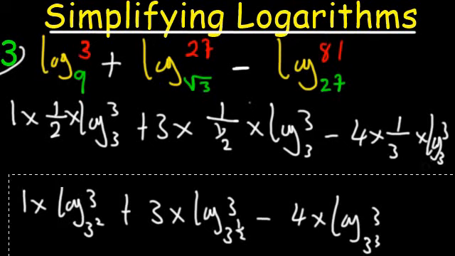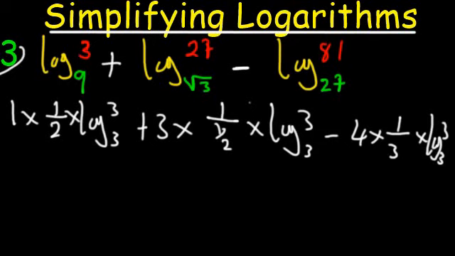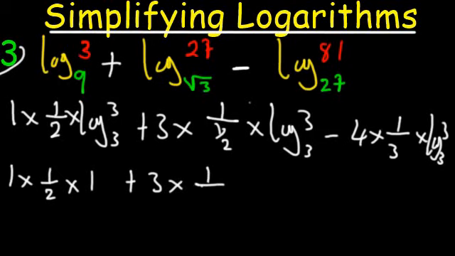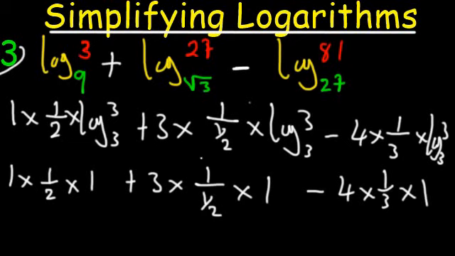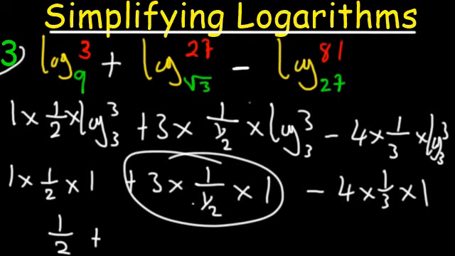Now at this point, we just need to turn log of 3 to the base of 3 to be equal to 1. So we have 1 times 1 over 2 multiplied by 1, plus 3 times 1 over 1 over 2 multiplied by 1, minus 4 times 1 over 3 multiplied by 1. Okay, now let's just multiply everything. This part returns 1 times 1 half times 1, that's 1 over 2, plus, what about this part? 3 times 1 over 1 over 2 times 1.